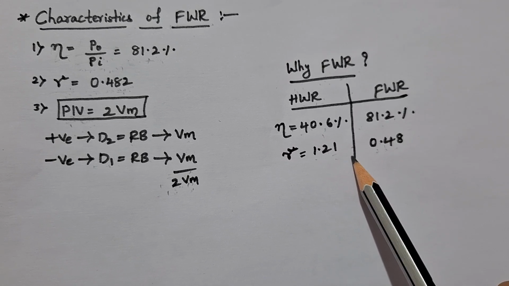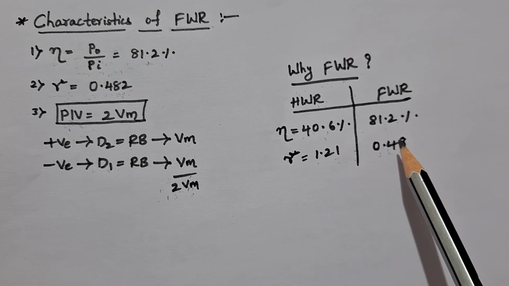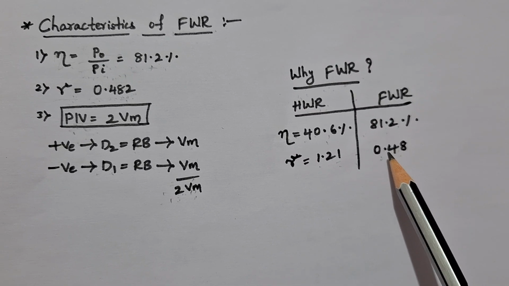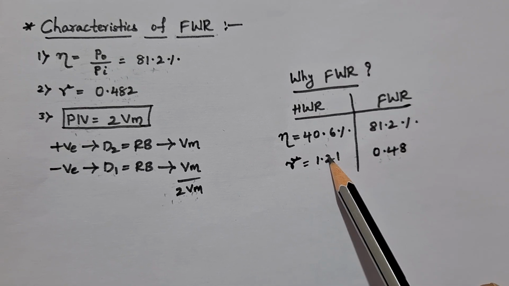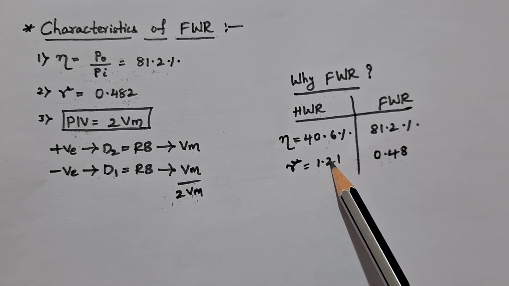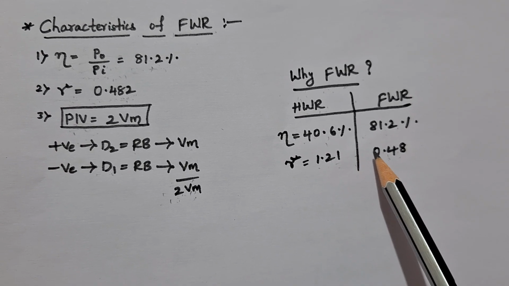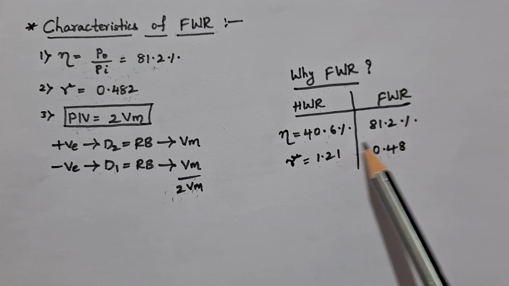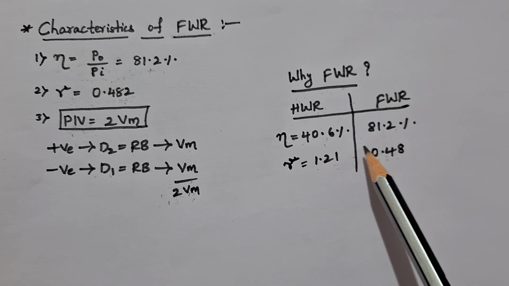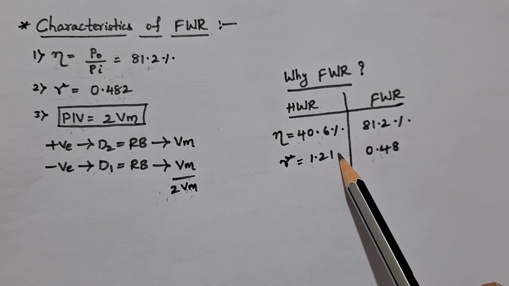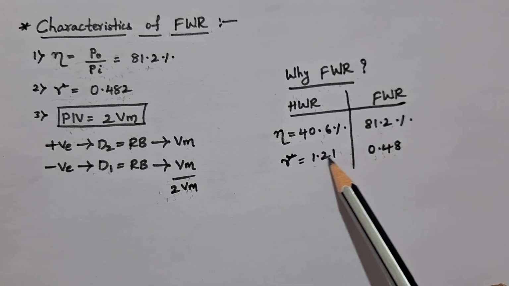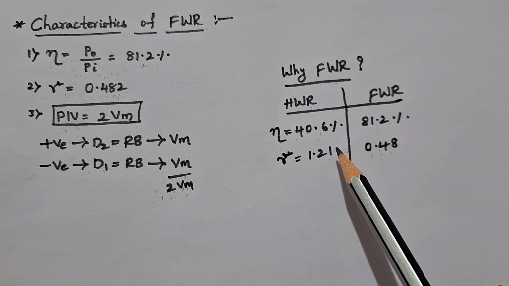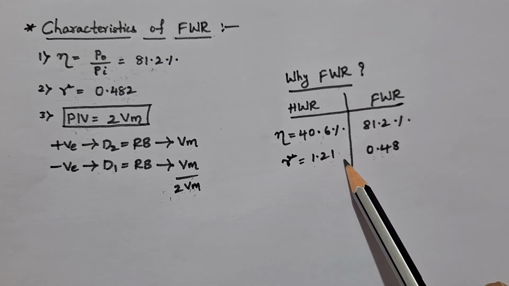You can see the full wave rectifier has very high efficiency compared to the half wave rectifier, as well as a low ripple factor compared to the half wave rectifier. So because of these two factors, we consider the full wave rectifier over the half wave rectifier.